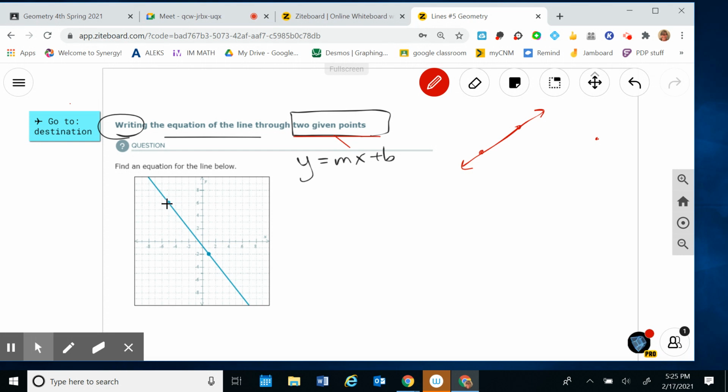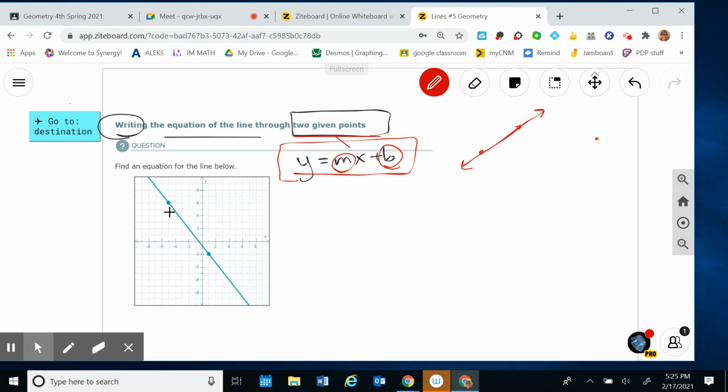Now this one they gave it to you graphically. So whenever you're given a task of writing the equation of a line, generally speaking, they mean to write it in slope-intercept form. And all you need is the slope and the y-intercept. That's it. Okay, so you go, oh, I have 2 points. I can find the slope.